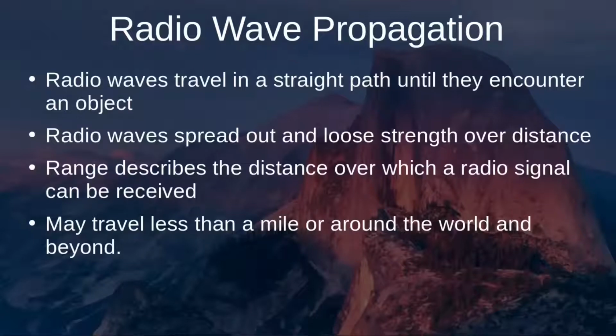Range describes the distance over which a radio signal can be received. Same thing going back to the analogy of the pebble in a pond. Once those waves start dissipating to the point where the water is still, that's the range which was effective. Many radio waves travel less than a mile, or they can travel around the world or beyond our atmosphere and beyond.